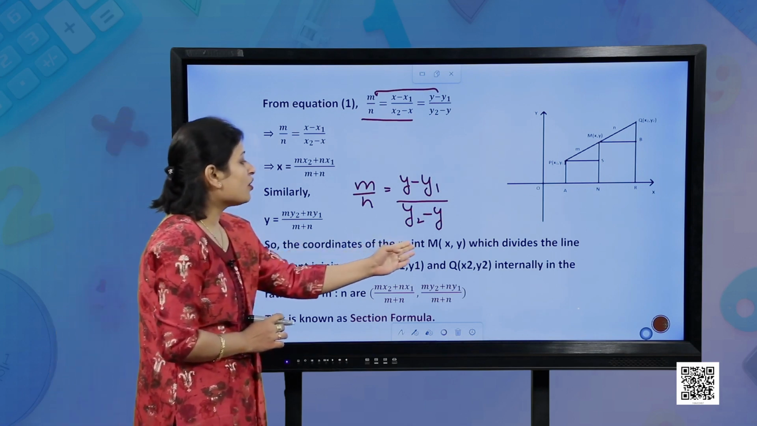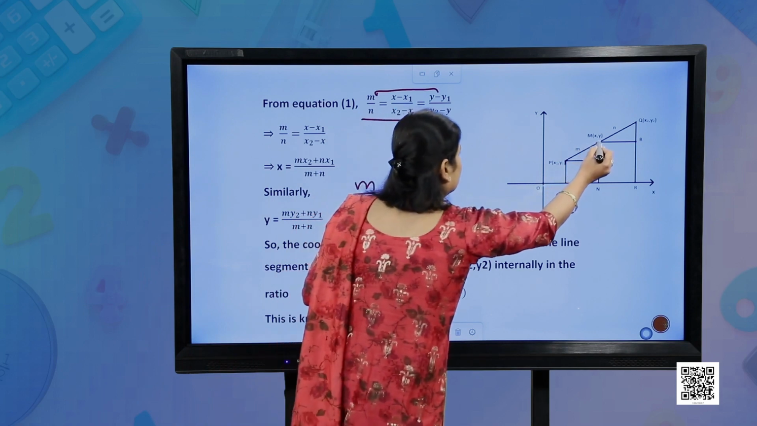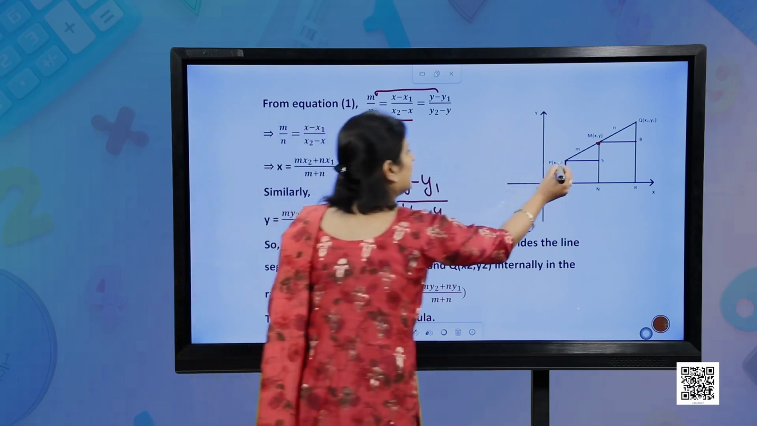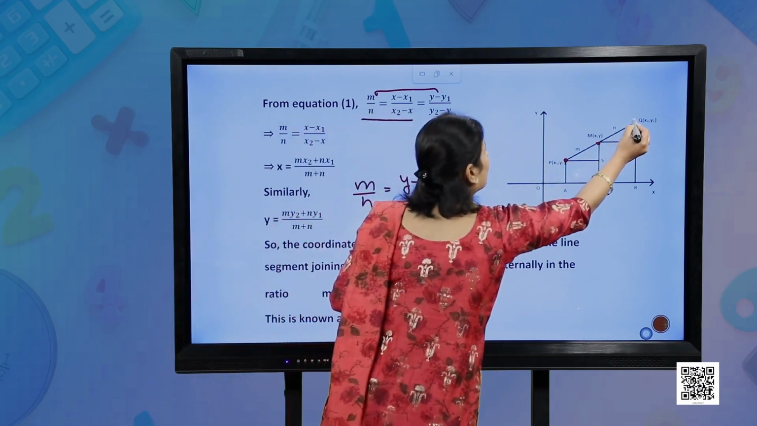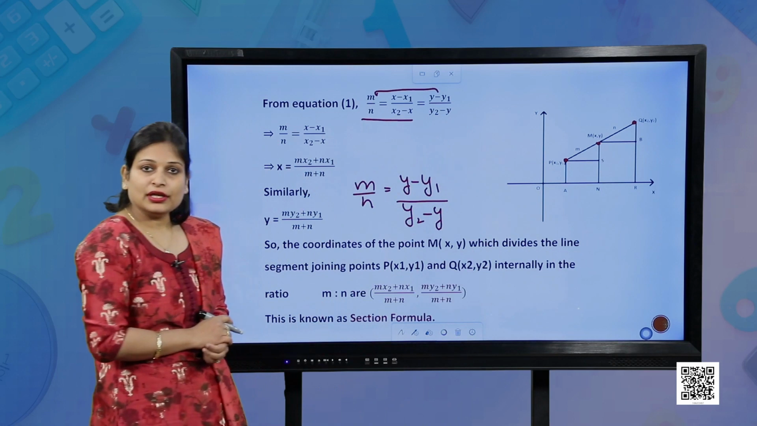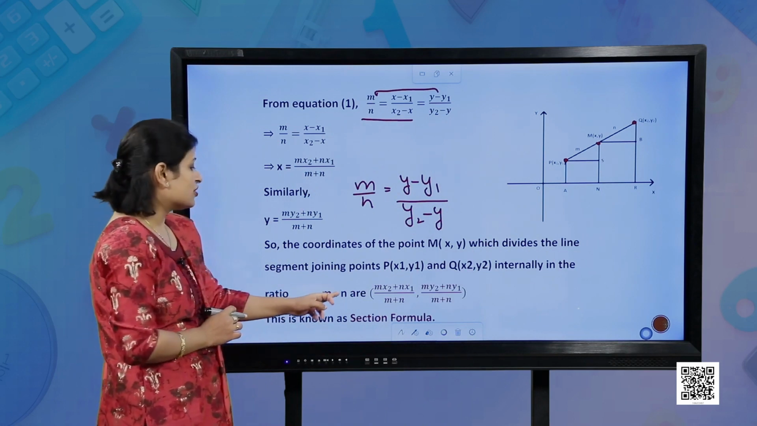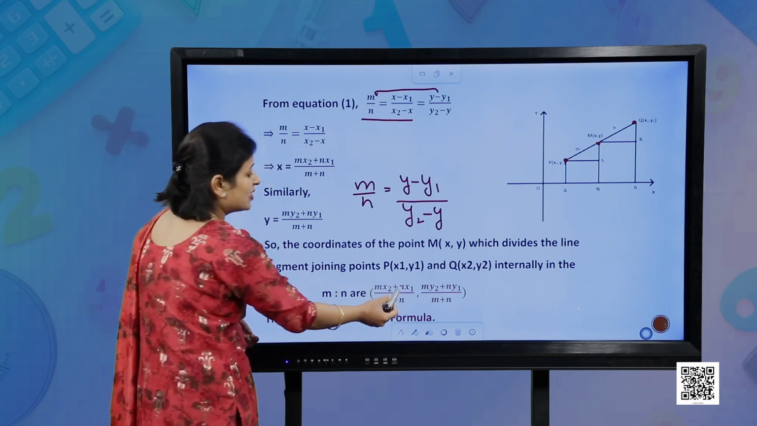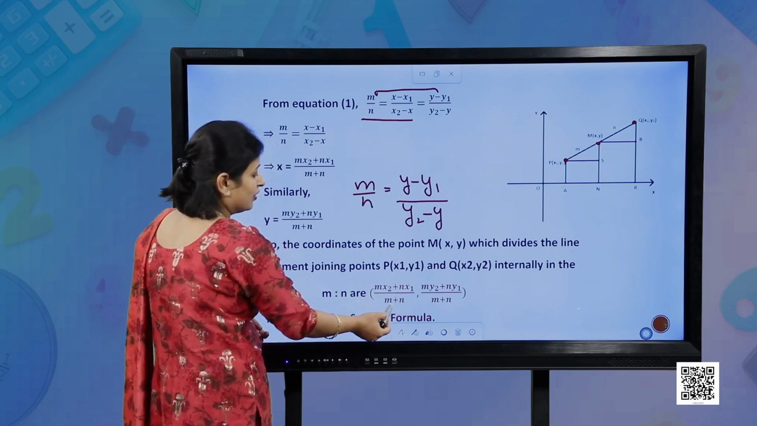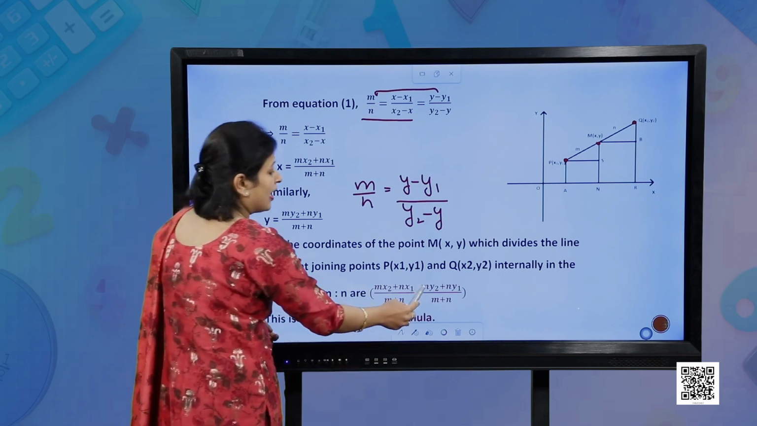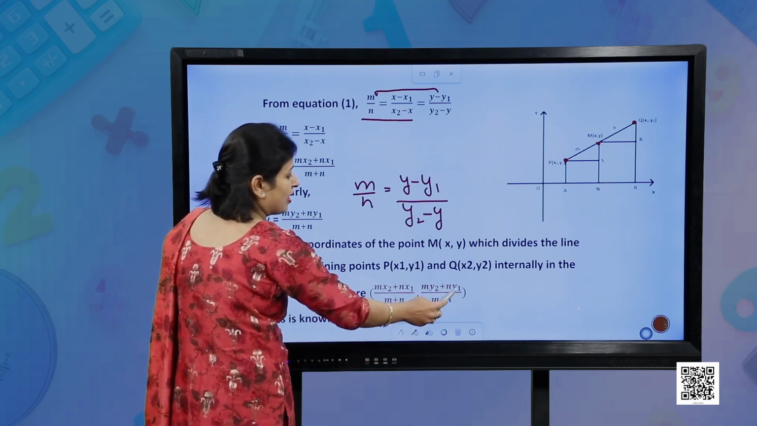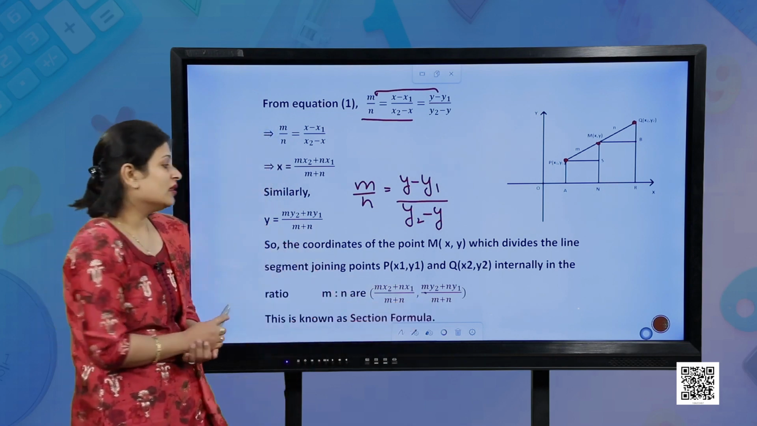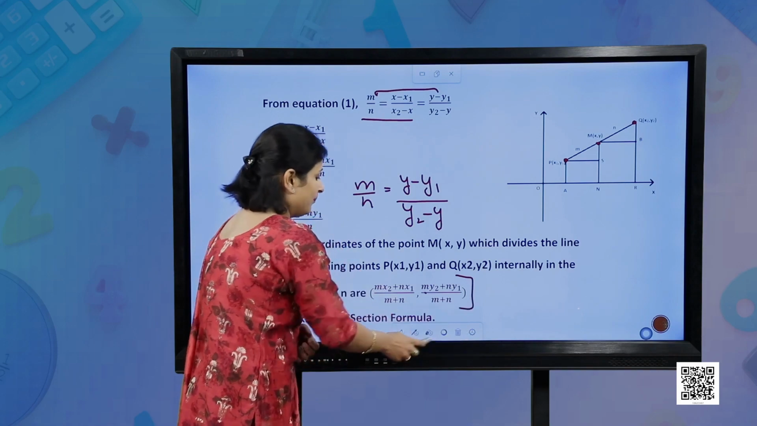So, the coordinates of point M, which divides the line segment joining points P(x1, y1) and Q(x2, y2) internally in the ratio m is to n, are (mx2 + nx1) divided by (m + n) and (my2 + ny1) divided by (m + n). So, this is known as the section formula.